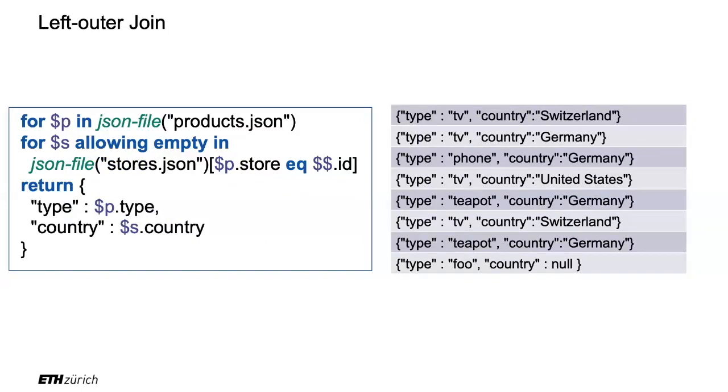Left outer join, it's more complex. You don't have to worry too much about this because at the exam, you anyway have a single JSON file. So it's not like you will have to join it, right? But just so you know, there is a special condition called allowing empty in the for clause that makes sure that in the case that there is no match, it might happen when you join. There might be no match, right?